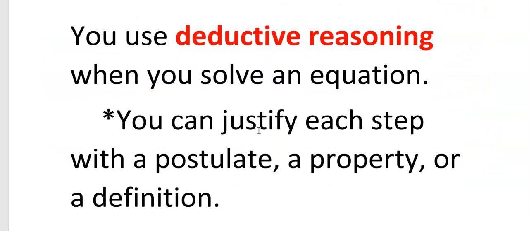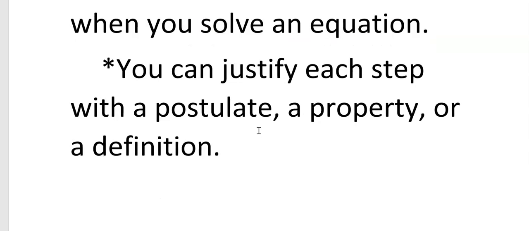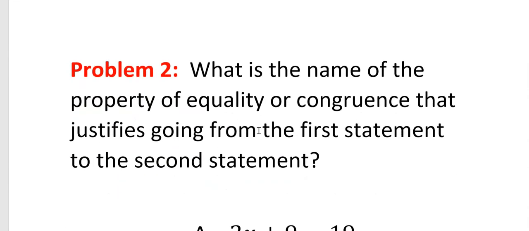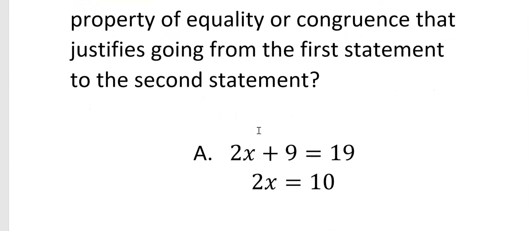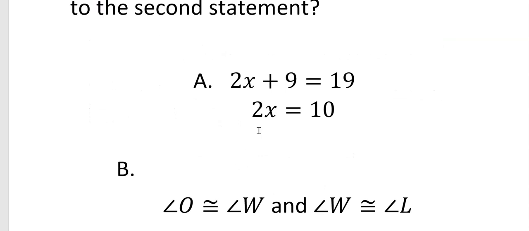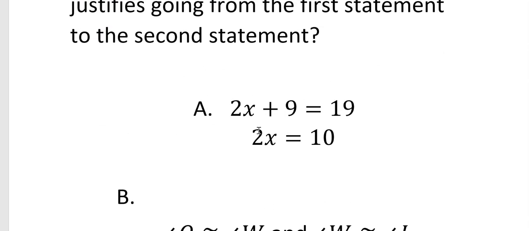You use deductive reasoning when you solve an equation. You can justify each step with a postulate, a property, or a definition. And that's what we're going to do next. What's the name of the property of equality or congruence that justifies going from the first statement to the second one? So what you guys are going to do is, if you were solving this equation right here, what would be the first thing that you do? The 2x plus 9 equals 19. How do you solve for x?